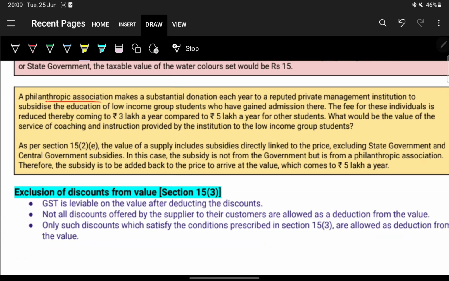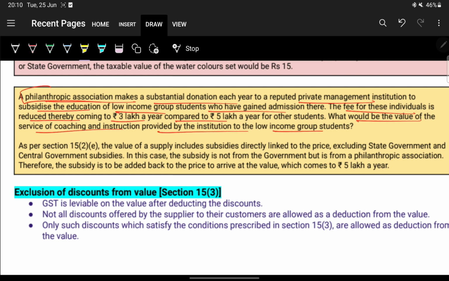Next. A philanthropic association makes a substantial donation each year to a reputed private institution to subsidize the education of low-income group students who have gained admission there. The fee for these individuals is reduced, thereby coming to 3 lakh a year compared to 5 lakh. What would be the value of service of coaching instruction provided?